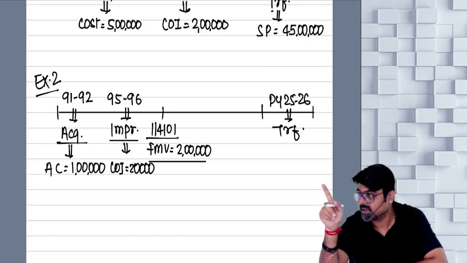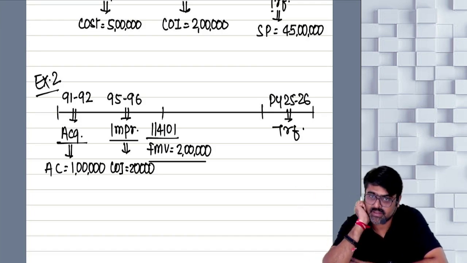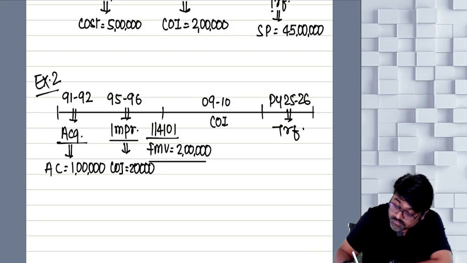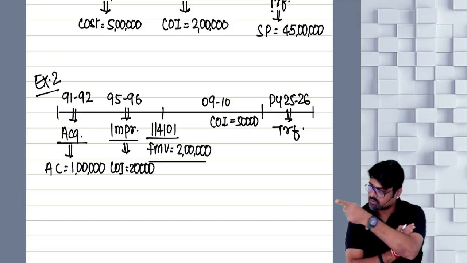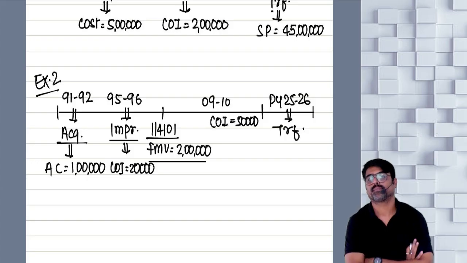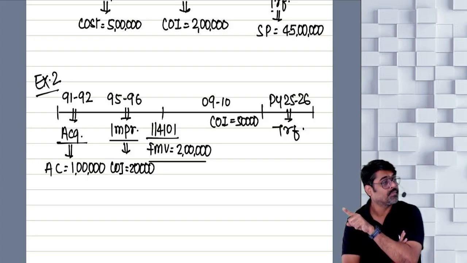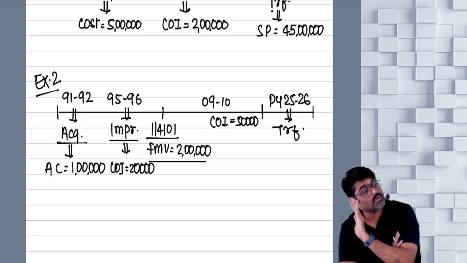Now for this asset, later on any cost of improvement is incurred. For example, in the year 2009-10, if some cost of improvement is incurred, say the cost of improvement was 50,000. This cost of improvement we are going to allow you, because this is incurred on or after 1st April 2000.